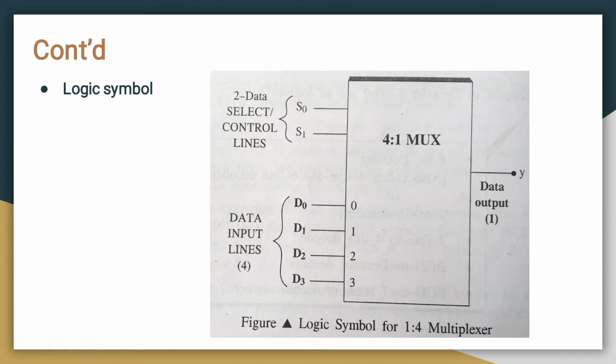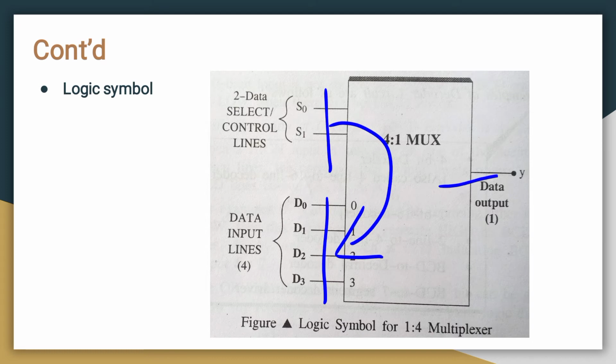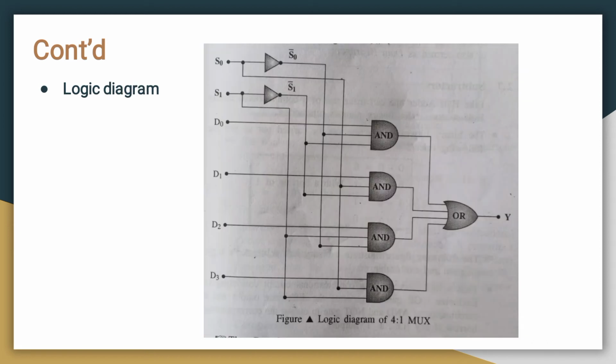So this is the block diagram, or what we call the logic symbol. Two select control lines and 4 input data lines. Depending on these, it will select any one of the inputs as the output. This is the multiplexer. Next, this is the logic diagram. The logic symbol is the block one, and the logic diagram is the gate one.